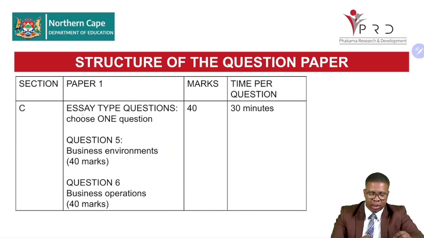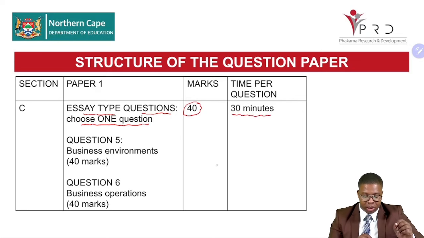As we proceed, we look into section C, which is the last section in your question paper. Here we are assessing essay type questions. The instruction at the beginning of section C is to choose 1 question. The mark allocation is 40 and the time allocated is 30 minutes. You have 2 questions there, and you are expected to choose only 1.